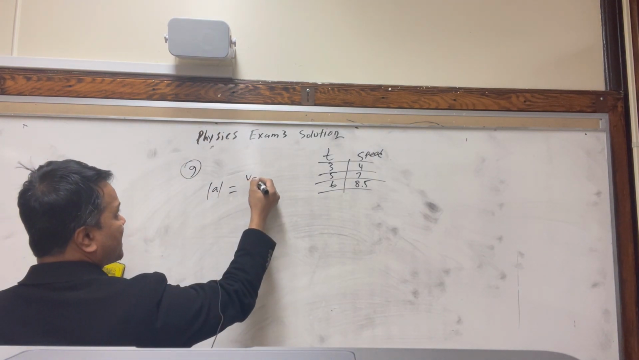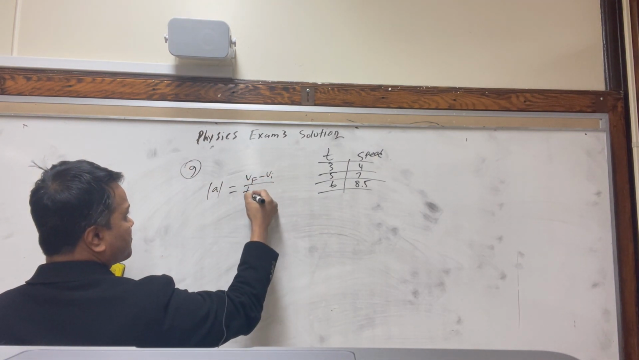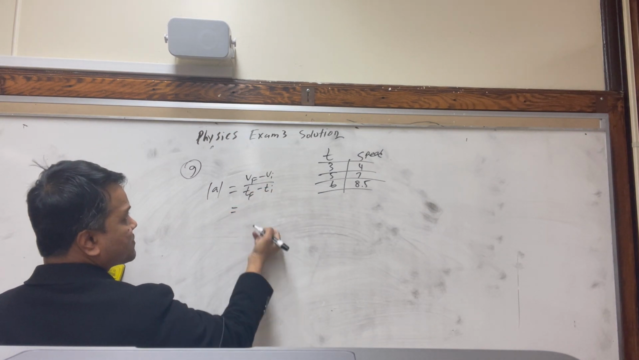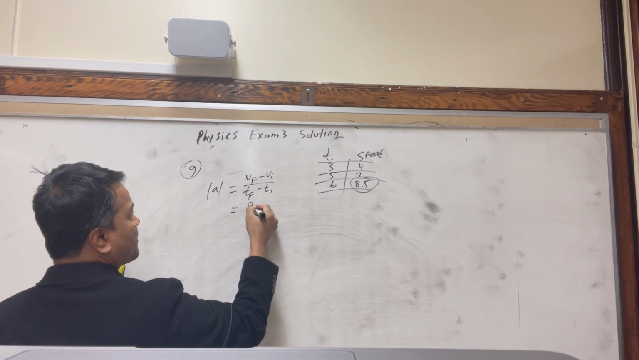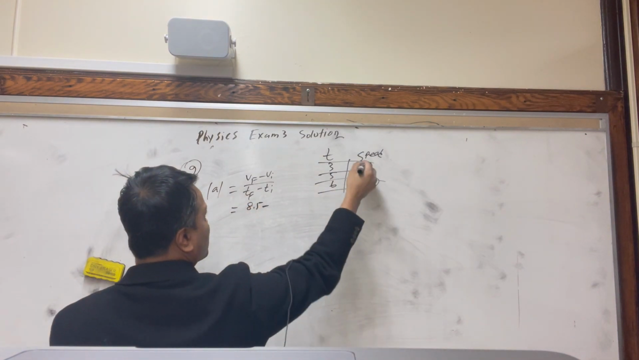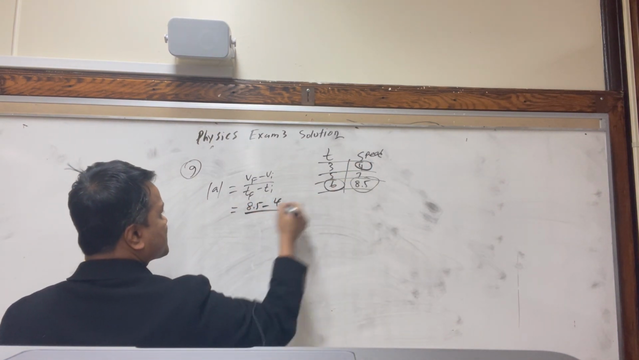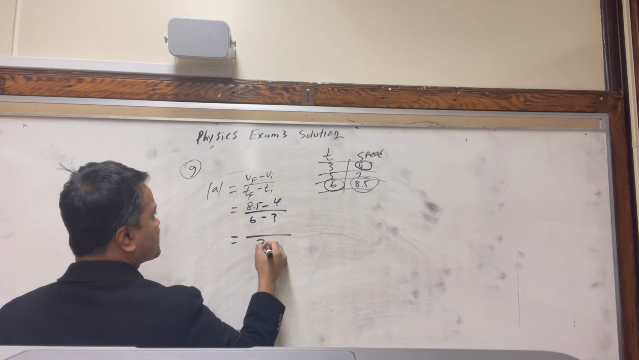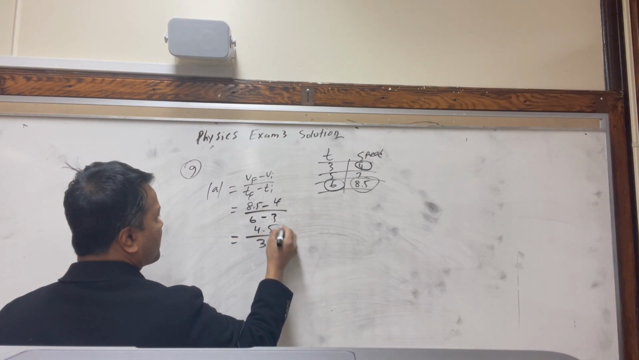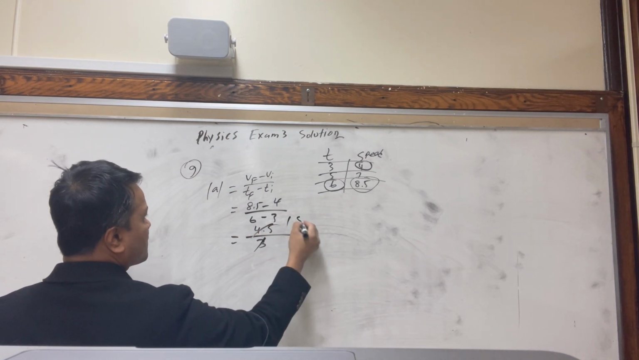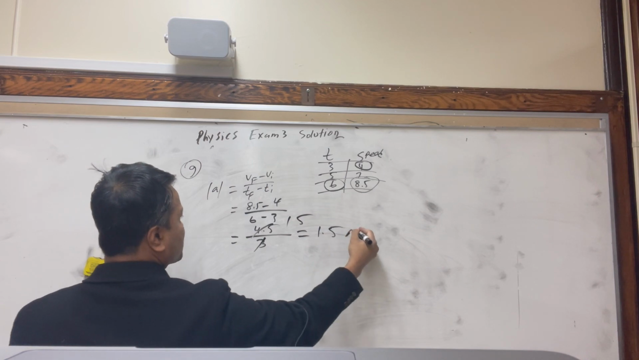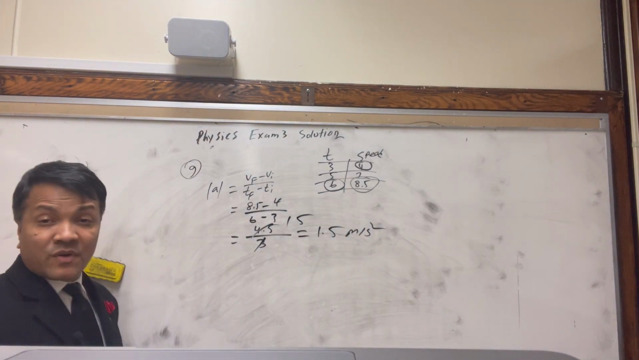Find the magnitude of the acceleration given this data. We're going to say Vf minus Vi over Tf minus Ti. So Vf is going to be what? 8.5, and Vi is equal to what? 4. Tf is 6 minus 3. So of course this is 3 and this is 4.5. So 1.5 meters per second squared. So acceleration is 1.5 meters per second squared.